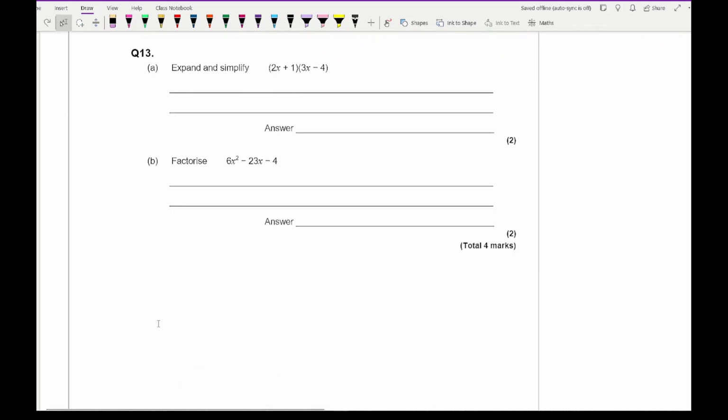So moving on to question 13, it says expand and simplify. So again, we just need to expand the double bracket. So we get 6x squared minus 8x plus 3x minus 4. And then simplifying that, we get 6x squared minus 5x minus 4.